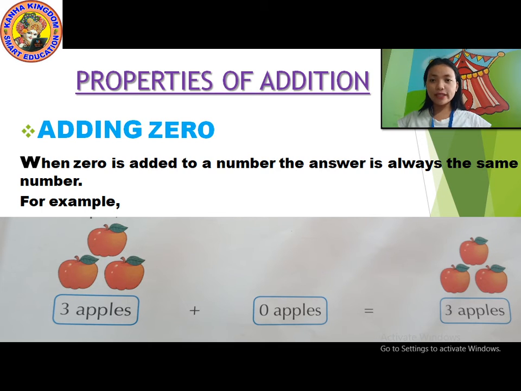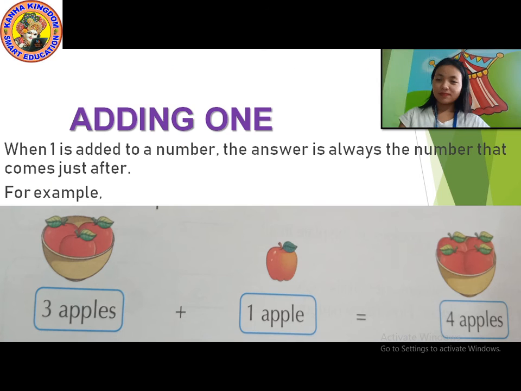Okay student, when you add 0 to a number, the answer is always the same number or the number itself. I hope you all have understood the property of addition, that is adding 0. When 0 is added to a number, the answer is always the same number or the number itself.